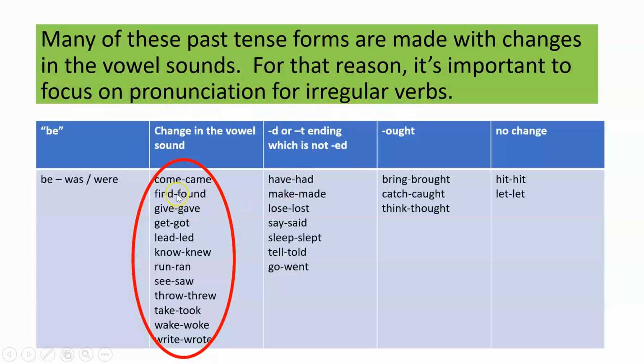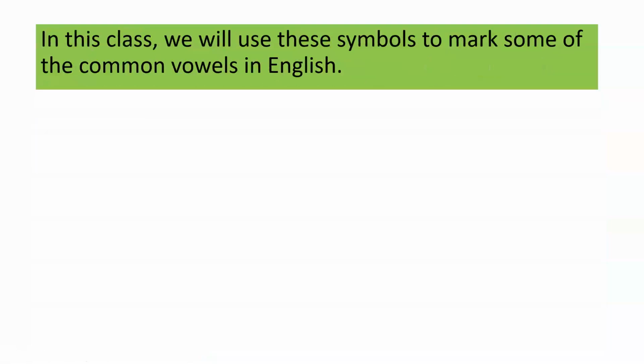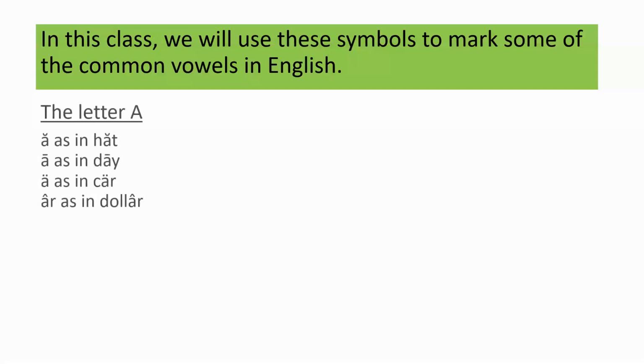So in order to make the past tense correctly, you have to know the difference in the pronunciation between these vowels. And that's a little bit hard. In this class, we will use these symbols below to mark some of the common vowels in English. So when I have one letter that has more than one sound, I'm going to put a little mark on it so that you can see which sounds are the same and which sounds are different.